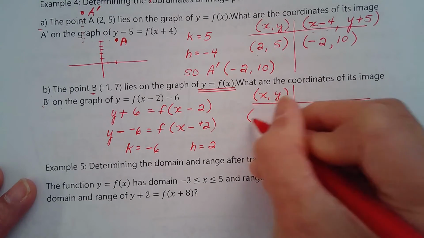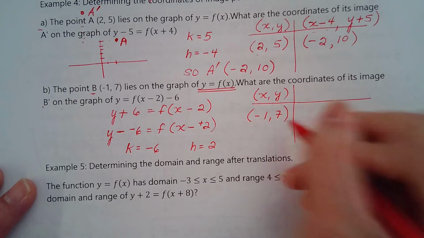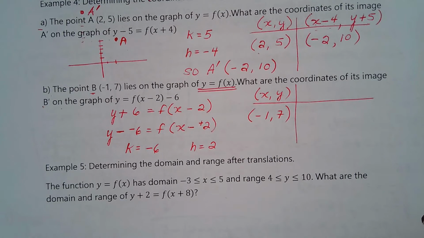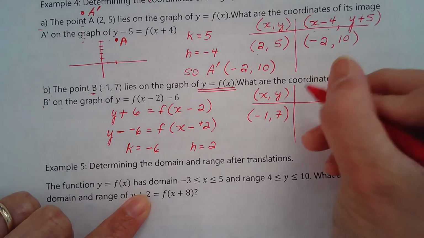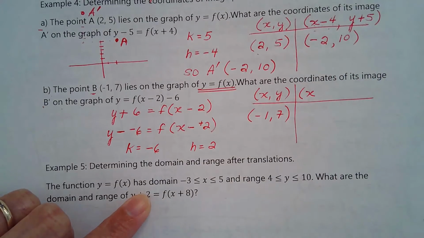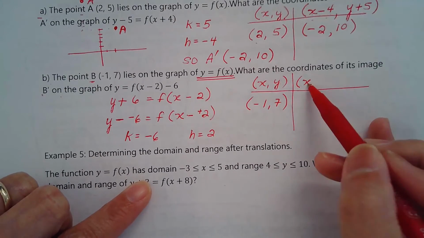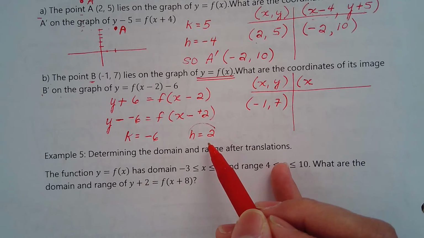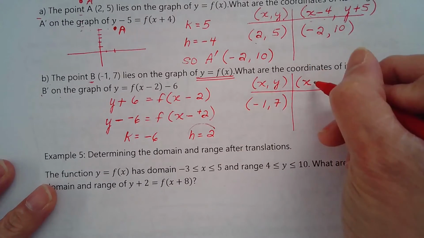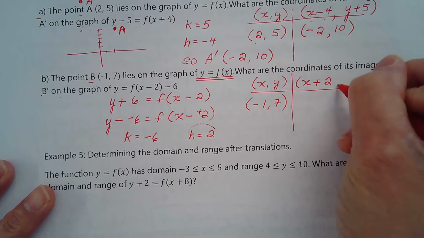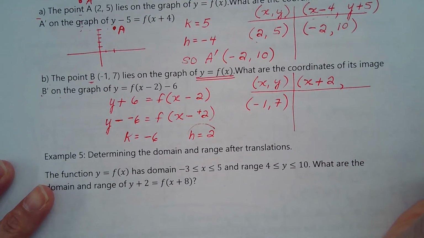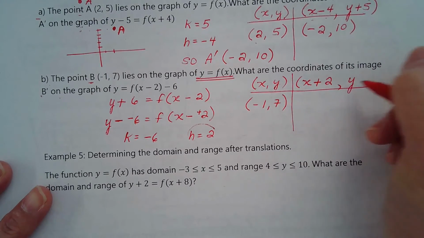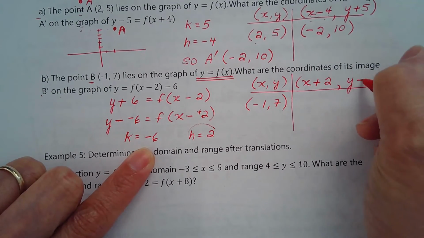The point is at negative 1, 7. That's the original point. Now it's been translated. So x, okay, so what are we going to do? X, this is the horizontal translation of 2 units to the right. So plus 2. And then what's the y? Y got subtracted by 6.